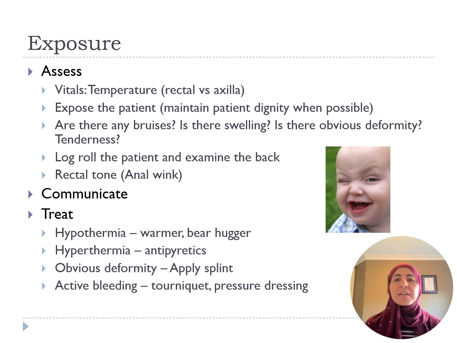We communicate our findings to the team and then treat hypothermia using a warmer, blankets, or a bear hugger. We treat hyperthermia or fever with antipyretics because hyperthermia can increase metabolic demand as well as make our patients uncomfortable. We splint any obvious deformity, and we stop any active bleeds with a tourniquet or pressure dressing. And as always, we are reassessing each of our interventions to make sure that they've had the desired effects.